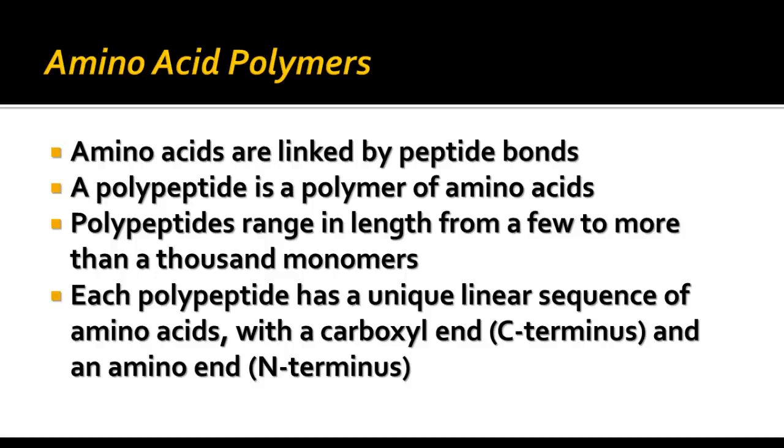The sequence of amino acids in the polypeptide will make the polypeptide chain. One end of the polypeptide chain will have a carboxyl end, that's called the C terminus, and the other end will have an amino group on the end, and that's the N terminus. And so that's going to be unique to each polypeptide.